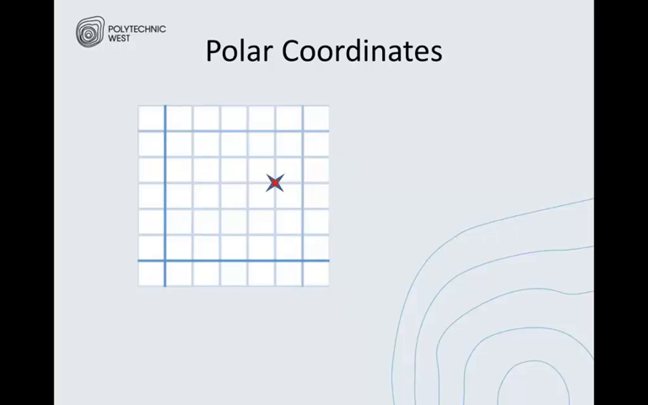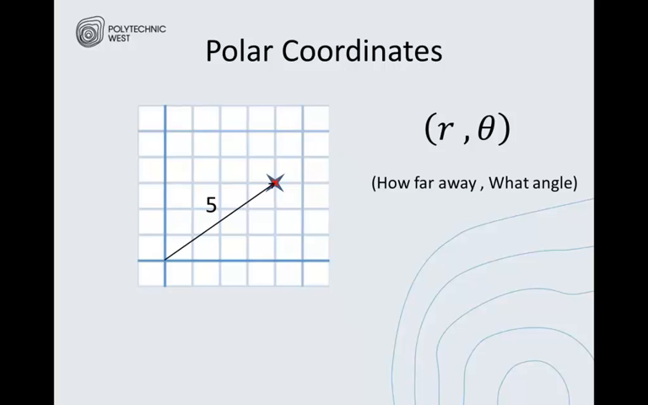Polar coordinates are named after the fact that there's a pole involved. A pole is a central place. We describe a point by how far away it is and at what angle it is from the pole. In this case, it's 5 away from the pole, and the angle is 36.9 degrees. So its polar coordinates are 5, 36.9.